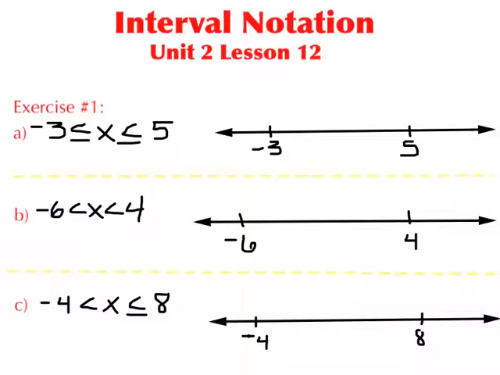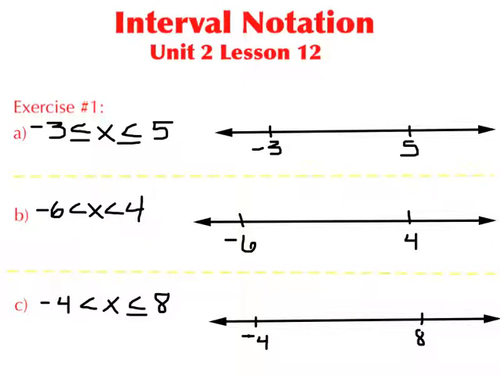For each of the following in exercise number 1, graph the portion of the number line described by the inequality and then write the equivalent using interval notation. So exercise number 1A, -3 less than or equal to x less than or equal to 5.